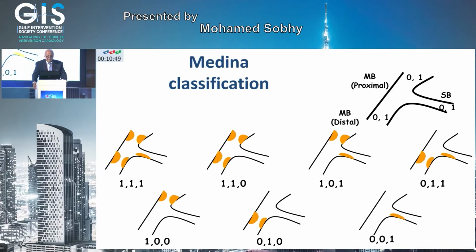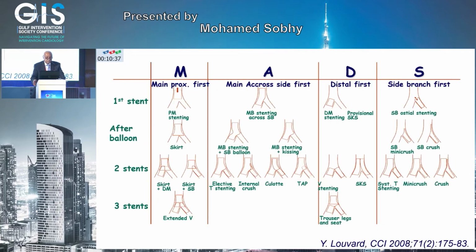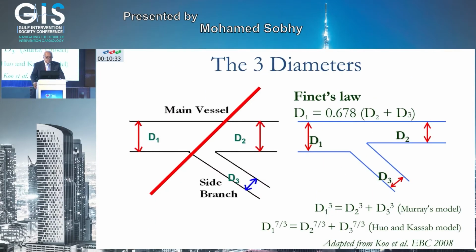Let's go into classification. This is the most popular, the Medina classification, including the proximal, the distal, and the side branch. For example, if true bifurcation is 111, for proximal and distal it is 110. This is another classification which I don't like. And then you come to the basics.